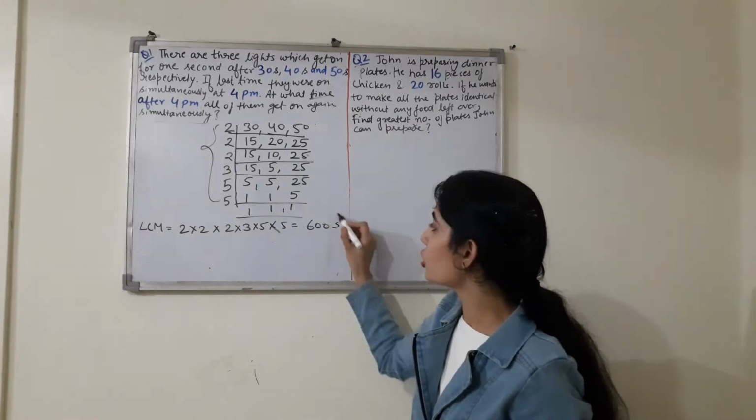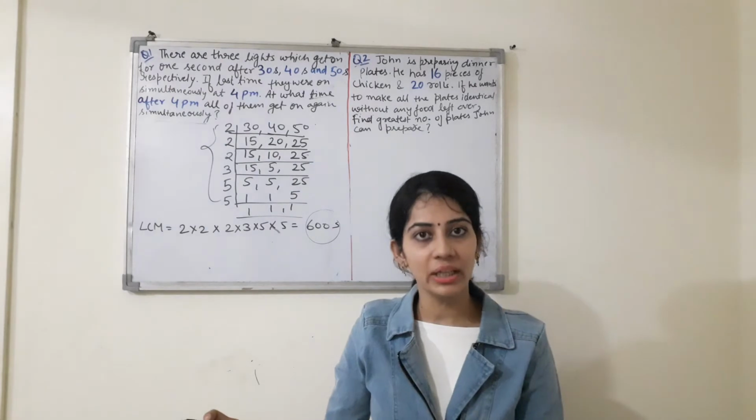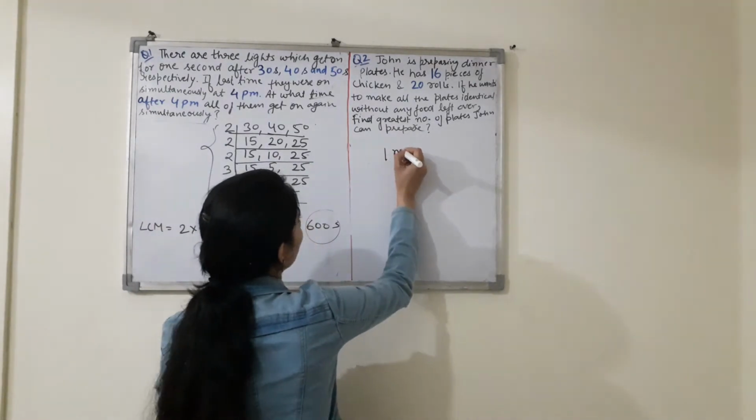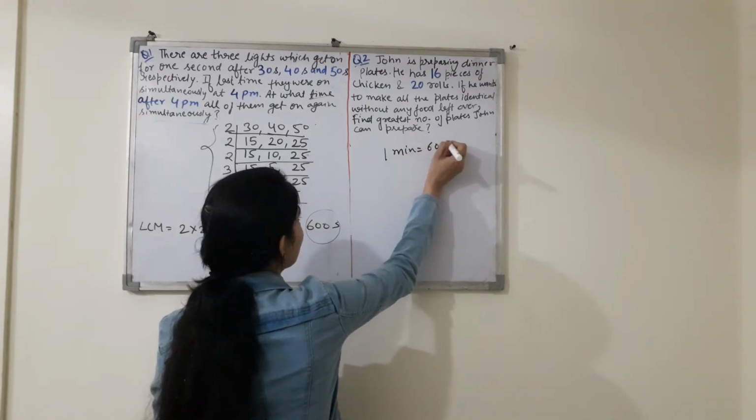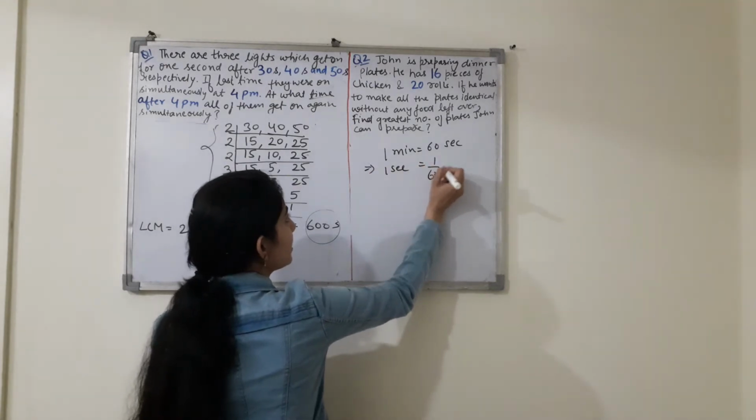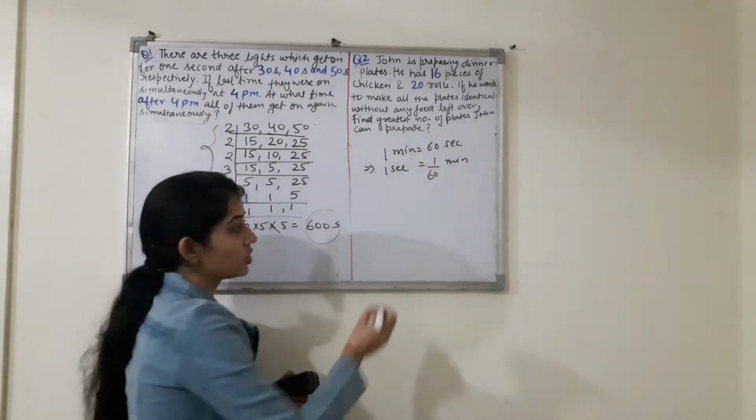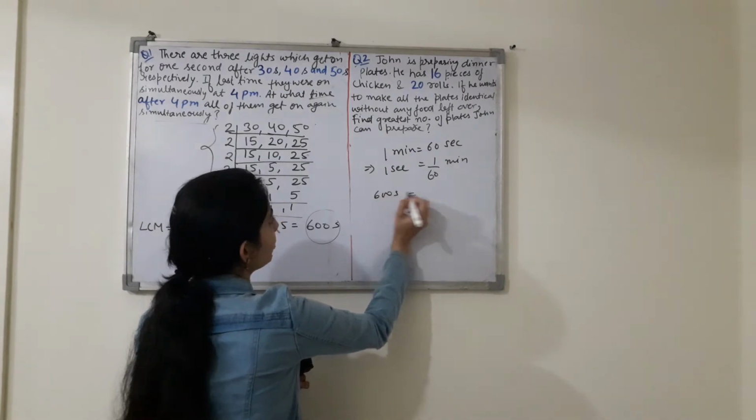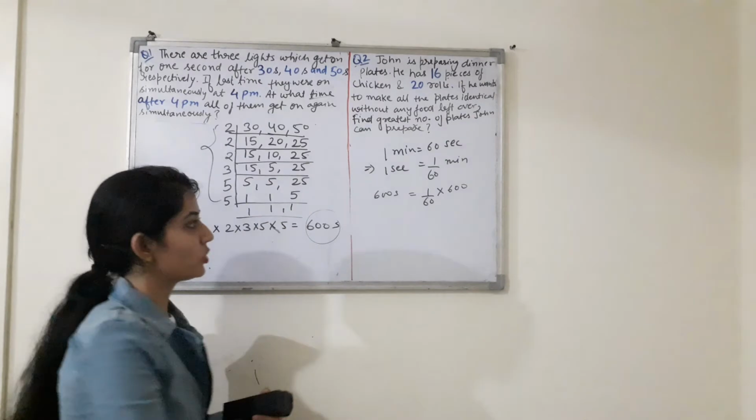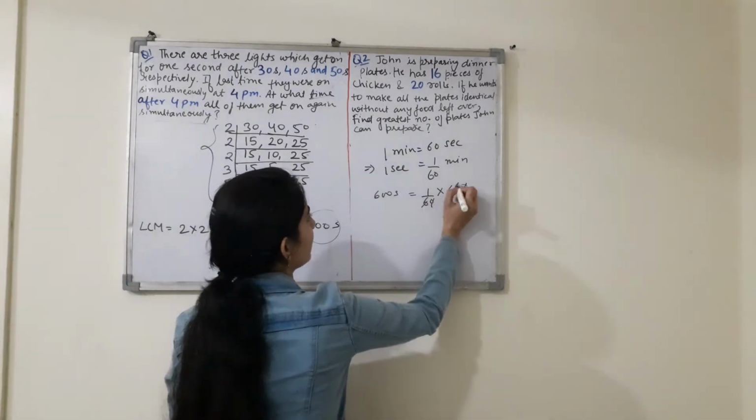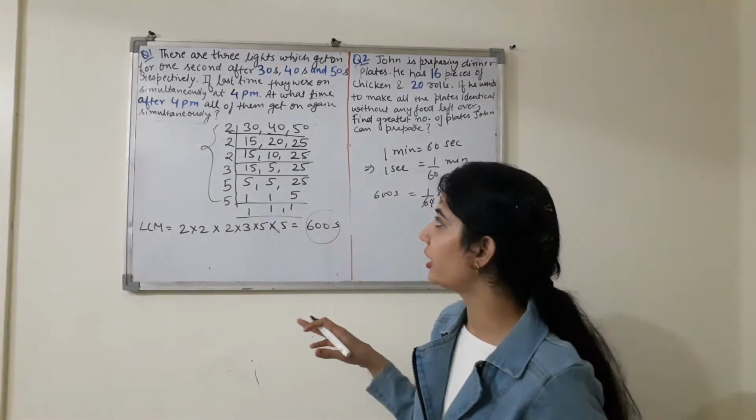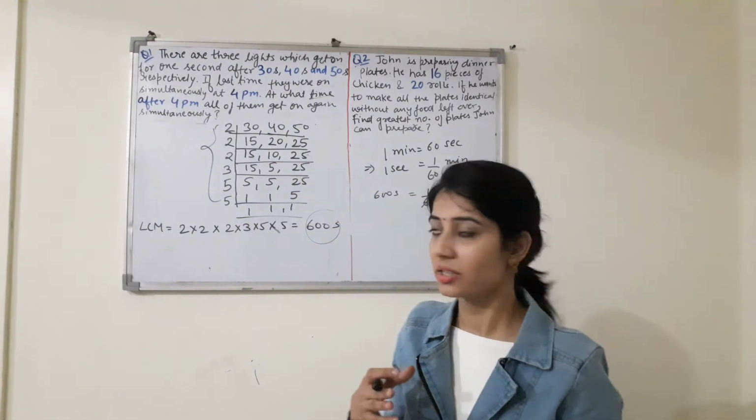But first you need to change the seconds into minutes, right? So to change the seconds into minutes, what will you do? As we know, 1 minute is equal to 60 seconds. This implies 1 second is equal to 1 upon 60 minutes, right? So it means 600 seconds will be 1 upon 60 into 600, right? So now you can do it. This is your 10 minutes. It means after 10 minutes, all three lights will get on again together.